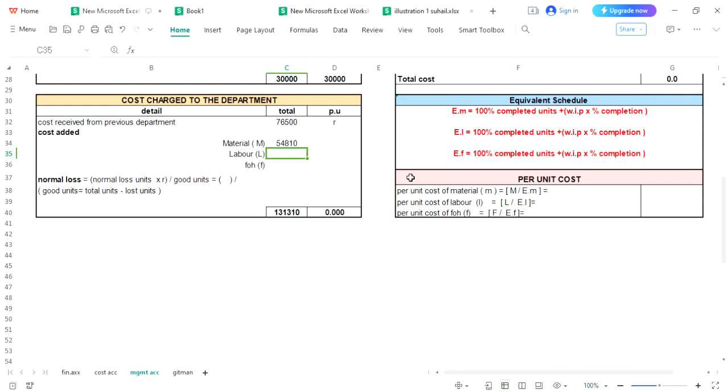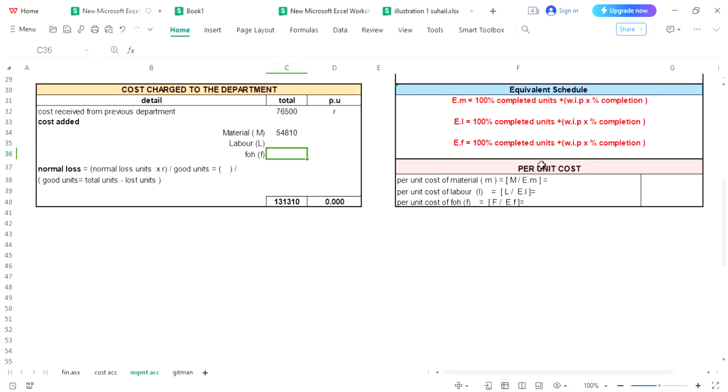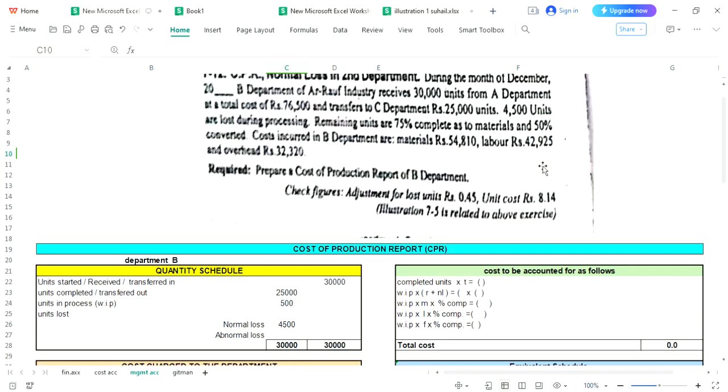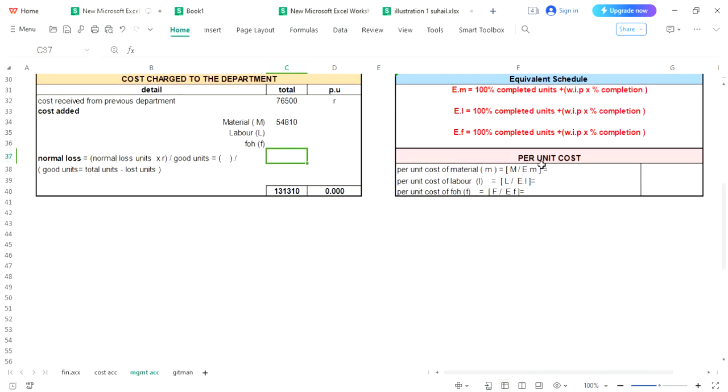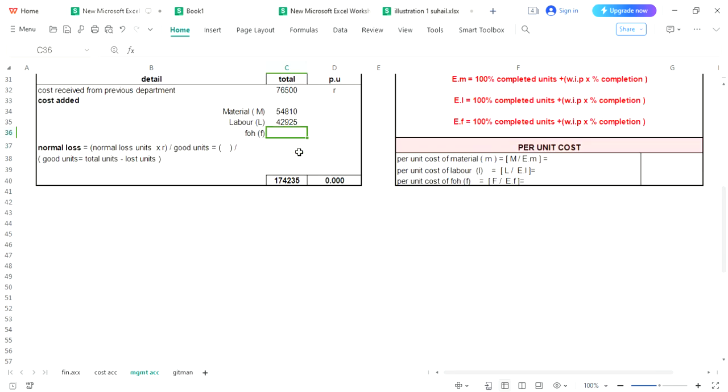Now let's see what is next cost. Here you can see labor cost 42,925. So come down and write down 42,925. 42,925 is the cost of labor. Let's see if anything else is given over here. Yes, overhead 32,320. Put cost over here 32,320.